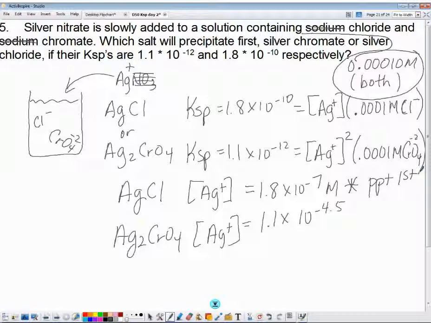All right, that's called selective precipitation. The silver chloride is going to get saturated first with less silver, so it's going to precipitate first. That's what is meant by selective precipitation. And I'm done with chapter 16. Yay. We just got to refine it for a couple of days. Bye.